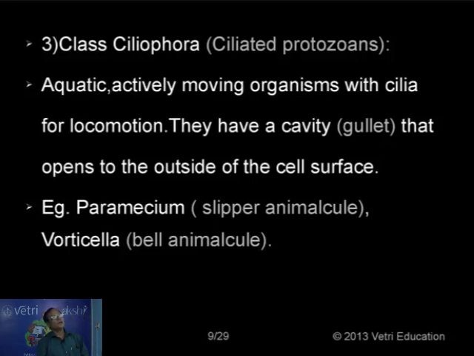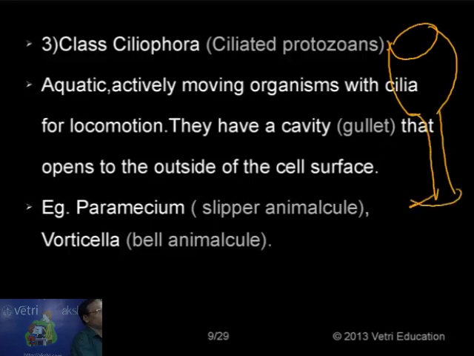Another animal, Vorticella, looks like a bell. This is an attached form looking like a bell. That's why the name is given as bell animalcule. Both are ciliates. Also we have another parasitic form, Balantidium, a parasitic ciliate.